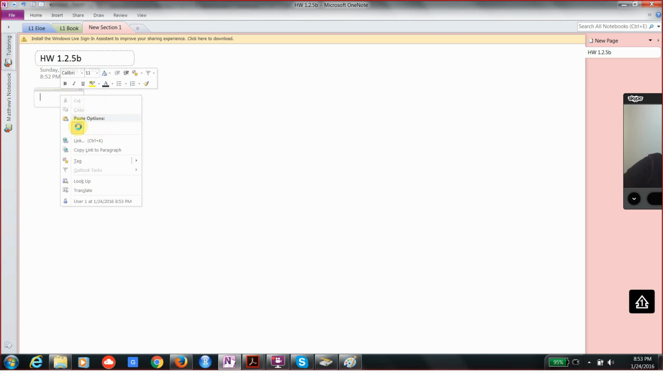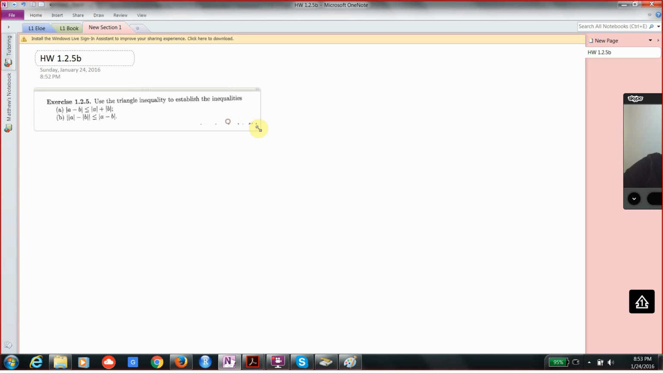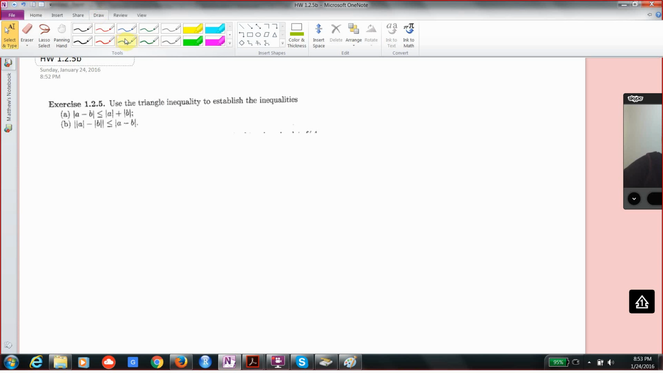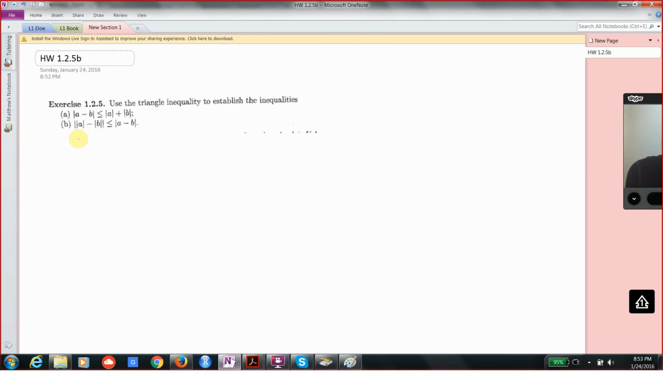Let's just see real quick. So there's a couple of things we need to know about the triangle inequality. This is a really important result, okay? It's not hard, but it takes a little bit of time to understand. So first we're going to define what the absolute value of x is.